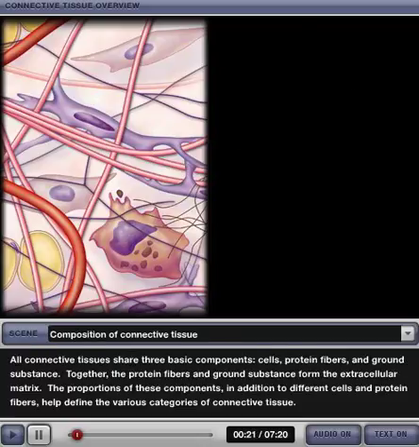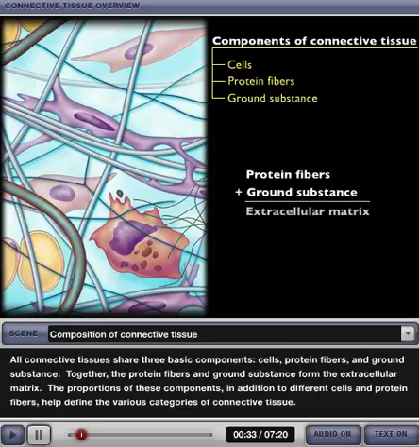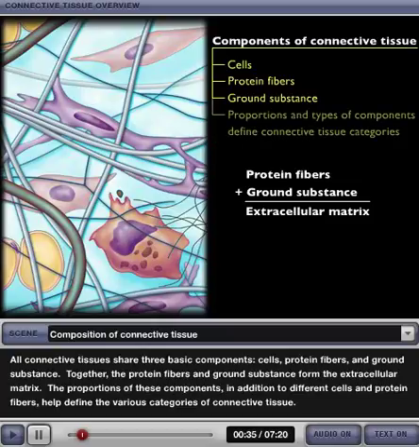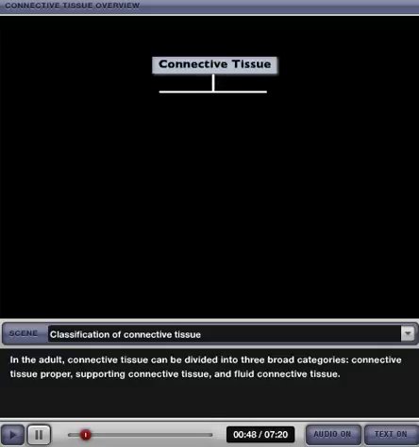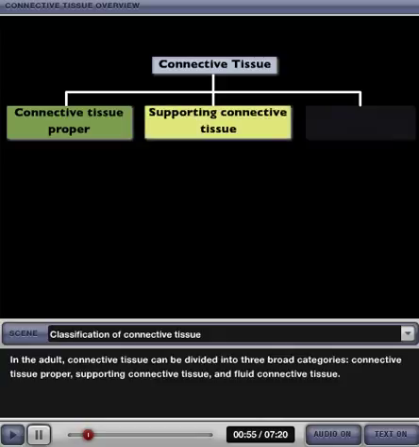All connective tissues share three basic components: cells, protein fibers, and ground substance. Together, the protein fibers and ground substance form the extracellular matrix. The proportions of these components, in addition to different cells and protein fibers, help define the various categories of connective tissue. In the adult, connective tissue can be divided into three broad categories: connective tissue proper, supporting connective tissue, and fluid connective tissue.